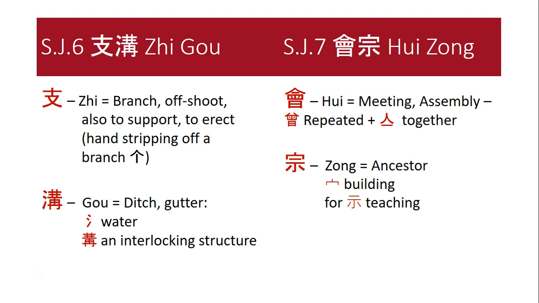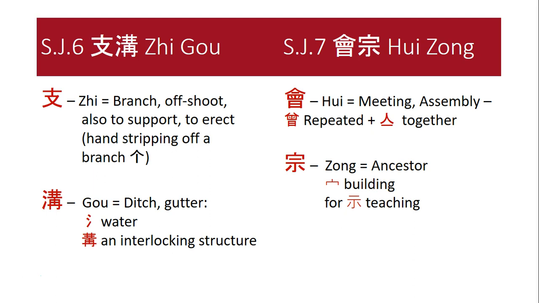It is not clear to me what Sanjiao 6, Jigo, the supporting or building ditch, and Sanjiao 7, Huizong, the meeting of the ancestors, mean. They both seem to imply irrigation and pathways, and given that they are describing almost the same location, but serve different functions, meaning one is the fire point of the channel and the other one is the shi point of the channel, one assumes that there must be something worth further investigation here.